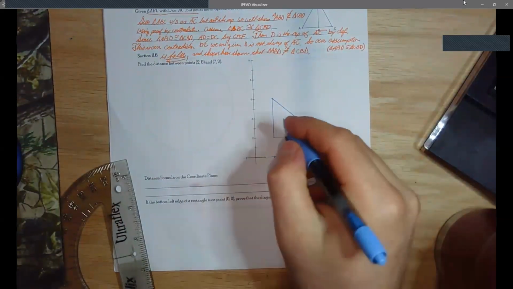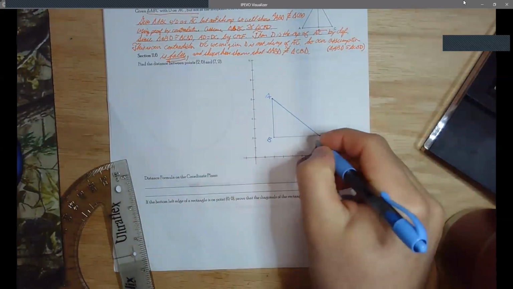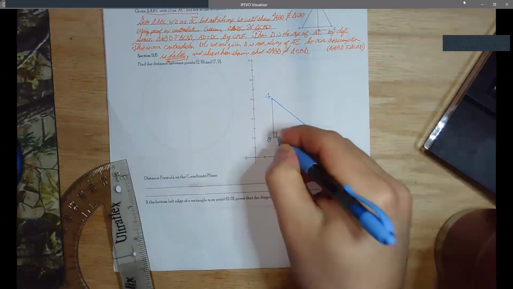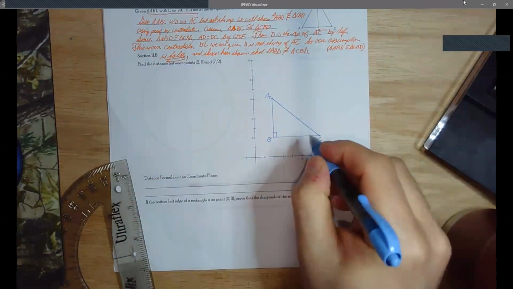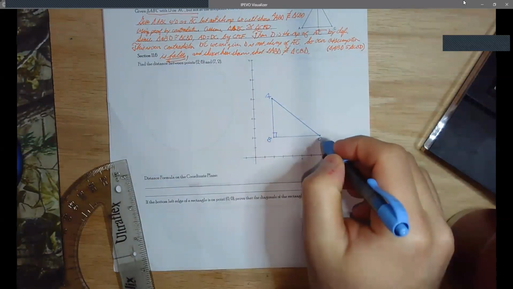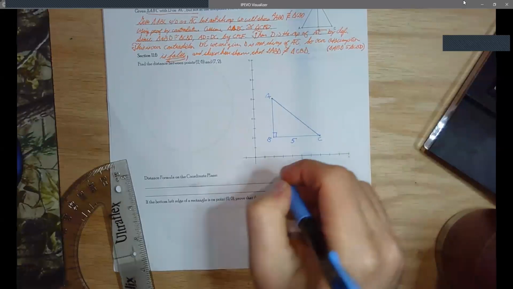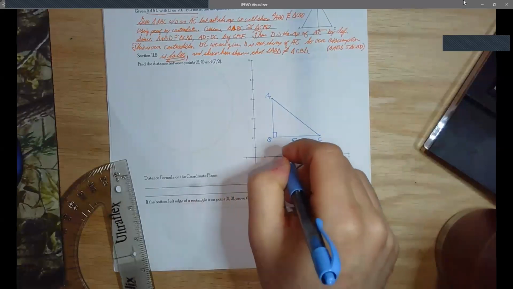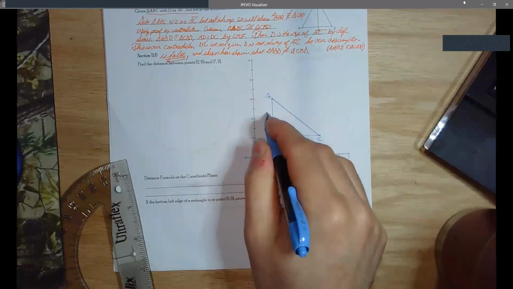All right, so if we look at it, we just call these points A, B, and C if we want. Okay, so now we have a right triangle. We can find the distance from B to C because that's the distance from 2 to 7, 5. And we can find the distance from A to B because that's 2 to 6, so that's 4.